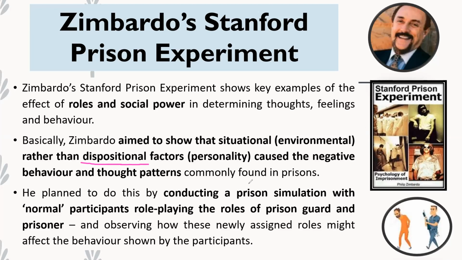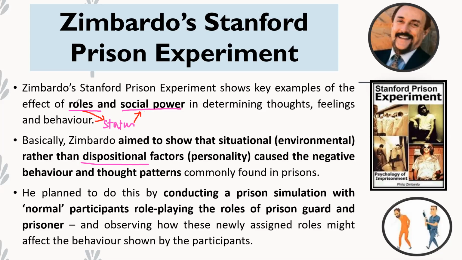So it shows us the importance of roles, the importance of social power, and the importance of status. We can literally draw an arrow between these because they're all interconnected. The role that you have in society determines your status. And the status that you have in society determines the amount of social power you have and over which people you can wield that power.